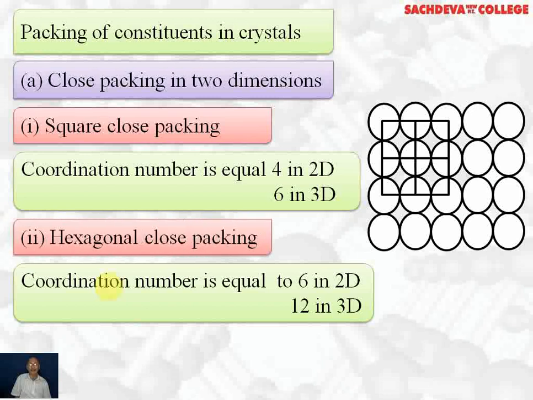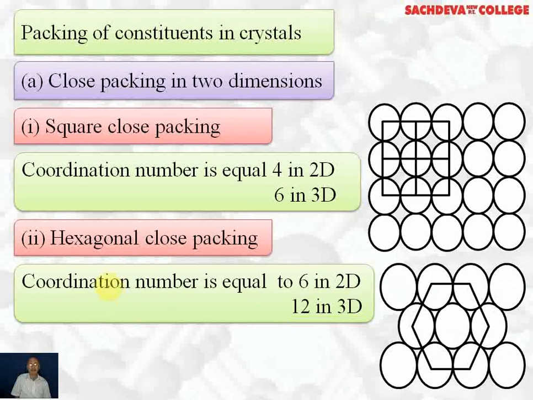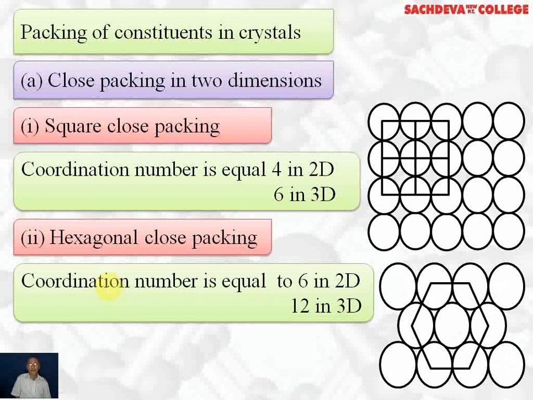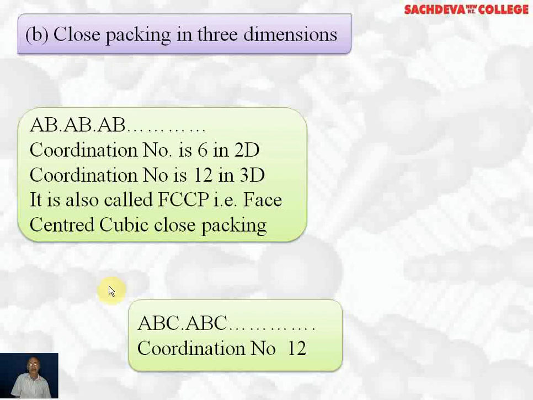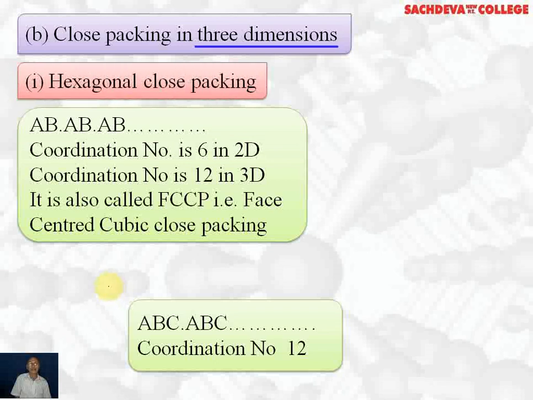Second type we are taking is hexagonal close packing. In hexagonal close packing, the coordination number is equal to 6 in 2 dimension and it is equal to 12 in 3 dimension. In this type of packing, the second row of spheres is placed in the depressions of the first row, and the third row is vertically aligned with first and fourth with second, forming hexagonal structure. In 3 dimension, we place the spheres over them and above them, and the coordination number becomes 12.